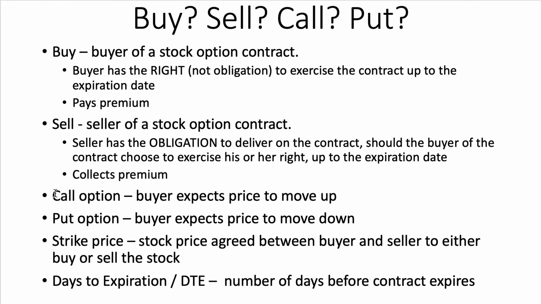Now the call option is where a buyer expects the price to move up. A put option is where the buyer expects the price to move down. Strike price, this is hopefully quite easily understood, but it's basically the agreed price at which the buyer and seller will either buy or sell a stock. Days to expiration, sometimes referred to as DTE, is the number of days before the contract expires.